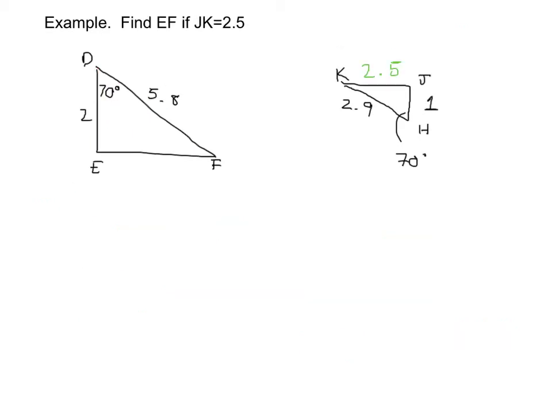Continuing from our previous example, we now want to find the length of EF if the length of JK is 2.5. To start, we must know that these triangles are similar. Luckily, we do. We know that triangle DEF is similar to triangle HJK, and this is from the previous example. You will have to show why they're similar if you were given this question first. Luckily, we do in this case.